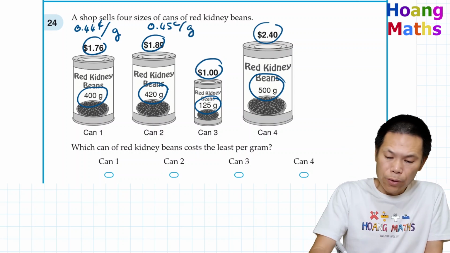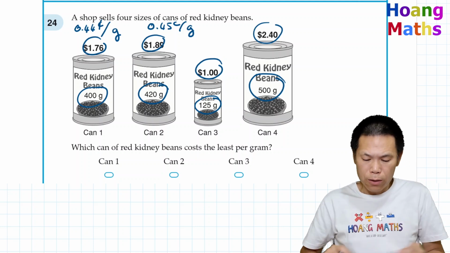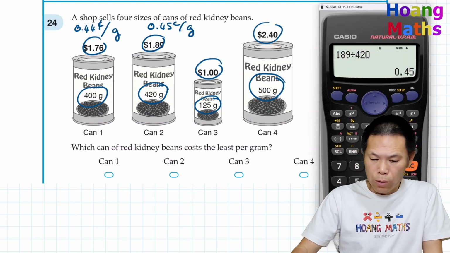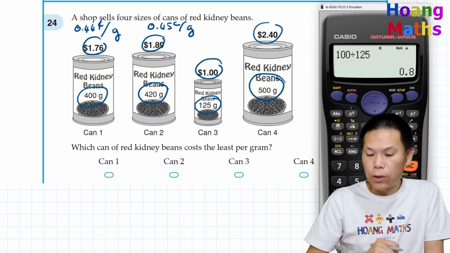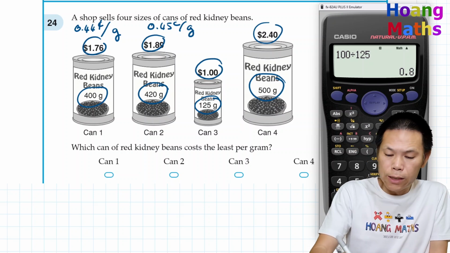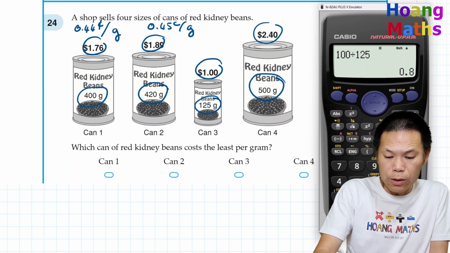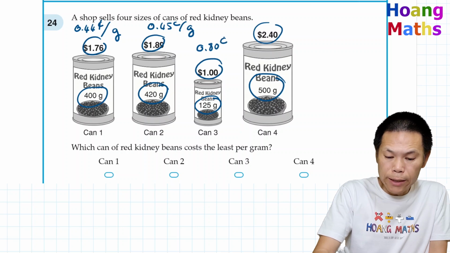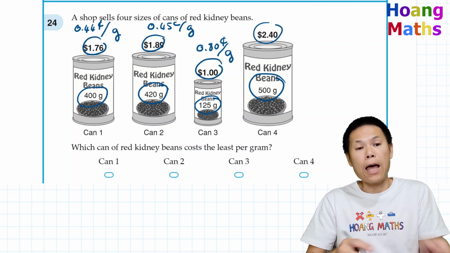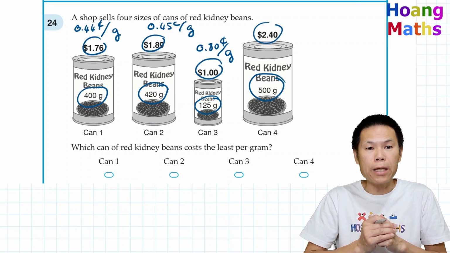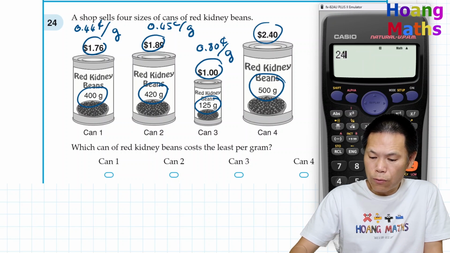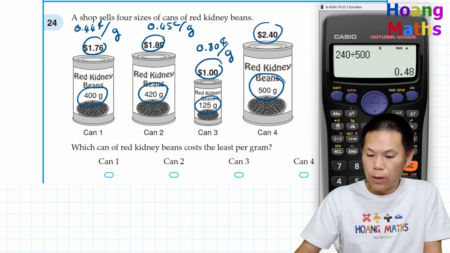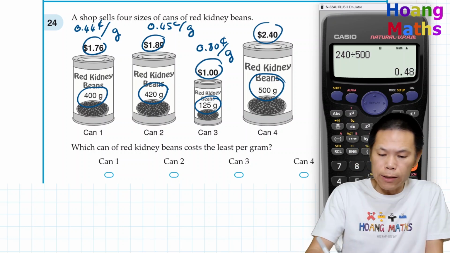And the third one is 100 divided by 125. So just go 100 divided by 125. So there you go, 0.80 cents per gram. And the last one is 240 divided by 500 grams. So just go 240 cents divided by 500. So 0.48 cents per gram.